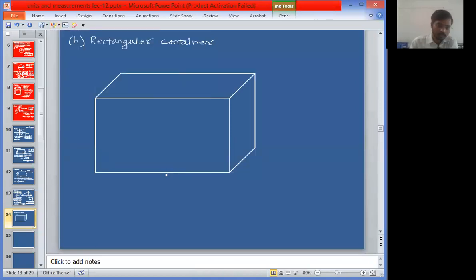Now let us take this as length L, this as breadth B, and this as height H. If this is H, this side is also H. If this is B, this side is also B. If this is L, this side is also L. If this is vertical H, this is also vertical H. LBH, length into breadth into height.